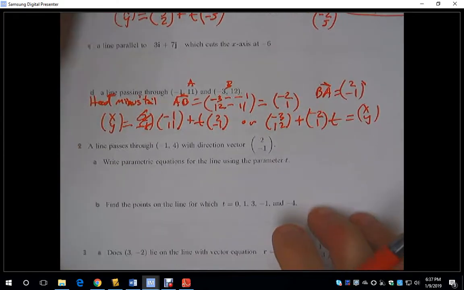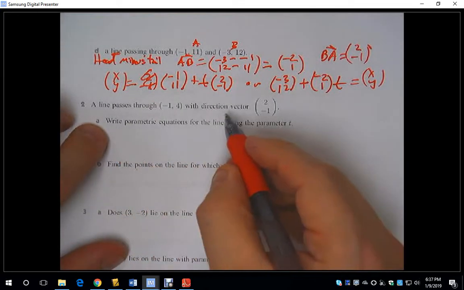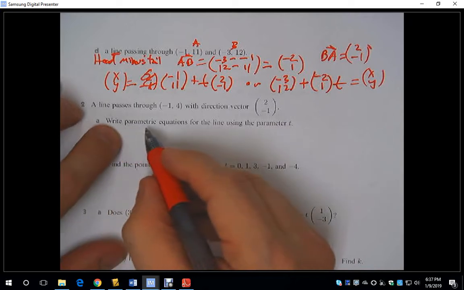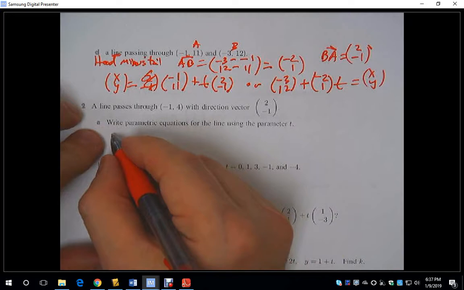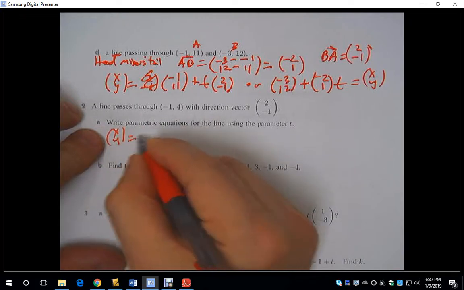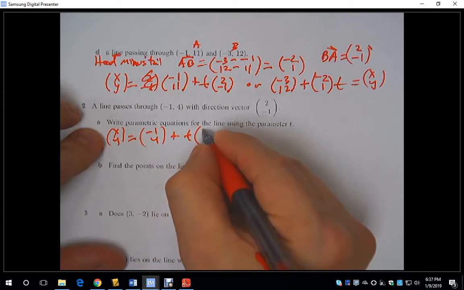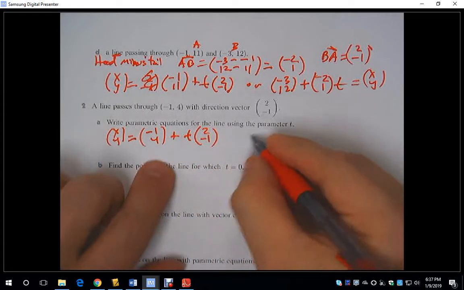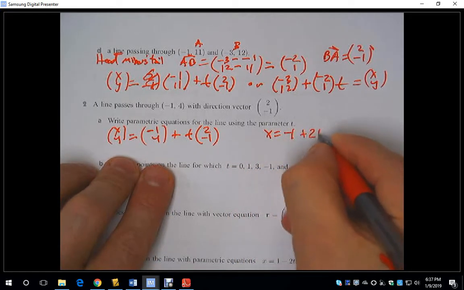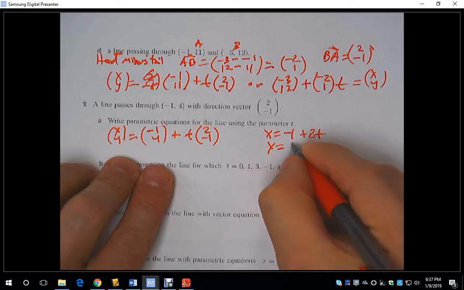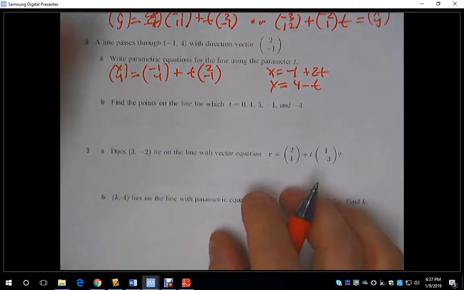All right, let's move on to number 2. So it says here, a line that passes through this point with a direction vector of 2, -1. Write a parametric equation. Well, let's start with our vector equation. So I have xy equals -1, 4 plus t times our direction vector of 2, -1. So our parametric equations are going to be x equals -1 plus 2t and y equals 4 minus t.